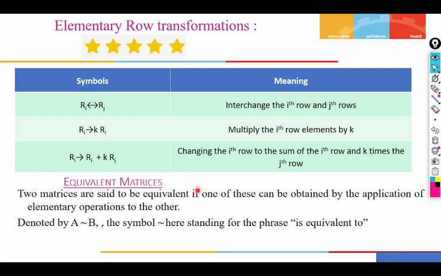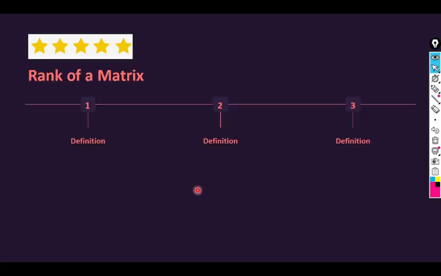So come to the important article here. The important article is the rank of a matrix. For the rank of a matrix, we have three definitions, one, two, three. Out of that, the last definition is the most important. The first two definitions we generally never use for solving examples.